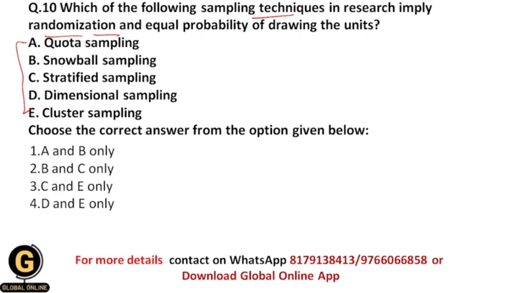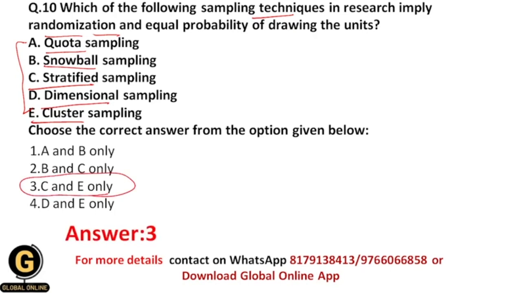Basically, here we use randomization to select the participants for the study. Whether it is quota sampling, snowball sampling, stratified sampling, dimensional sampling or cluster sampling. The probability sampling procedures here are stratified and cluster sampling. As we have seen in this video, quota and snowball sampling are non-probability sampling. So the remaining options, stratified and cluster sampling, are the probability sampling techniques, and that's why your correct answer should be C and E only.